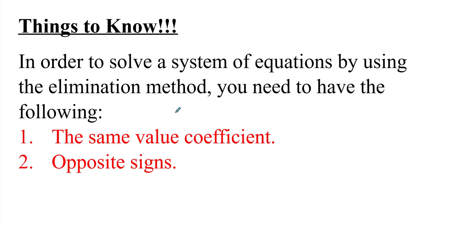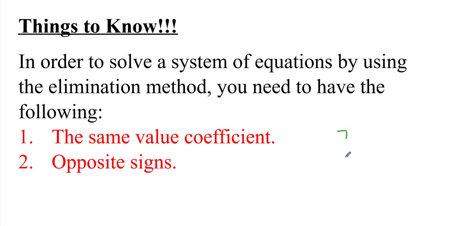All right, so the first thing that we want to know with the elimination method is there is a specific criteria that we need to meet in order to actually eliminate, and that's going to be these two things right here. In order for us to eliminate a term, we're going to need the same value coefficient. Okay, so a 6, we're going to need a 6. A 7, we're going to need a 7. Okay, and then we're going to need opposite signs, right?